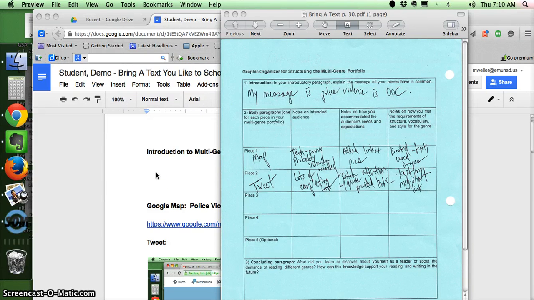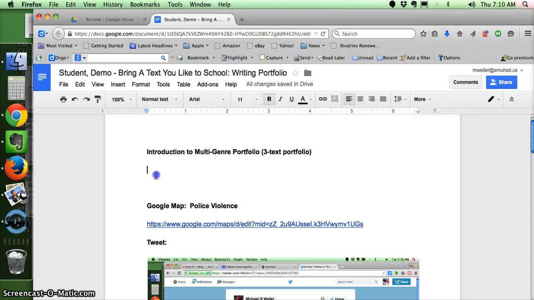This screencast is going to show you how you can use your graphic organizer that we've completed to write the introduction to your multi-genre portfolio. We've been calling the multi-genre portfolio the three text portfolio. They're the same thing. So you've written your three texts, and now you're going to write an introduction to those three texts. And the introduction is going to be kind of like a little mini essay.